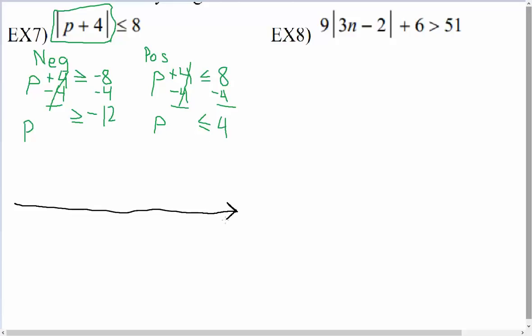Now we've got to graph it. And on graphing, this is about the minimalist lifestyle here. Just give me the two numbers that you found, negative 12 and 4. Circles over each. Now, since we have the equal to, just like in the inequality video, that means we have to shade it in, solid dots.